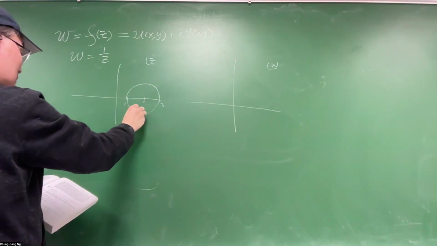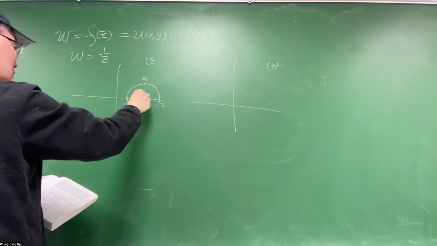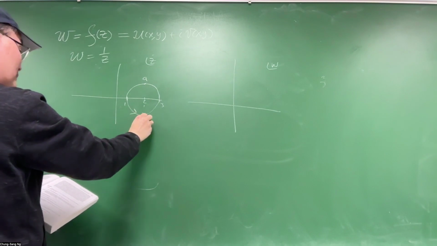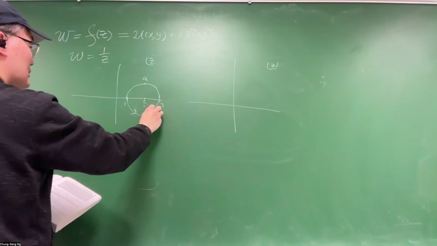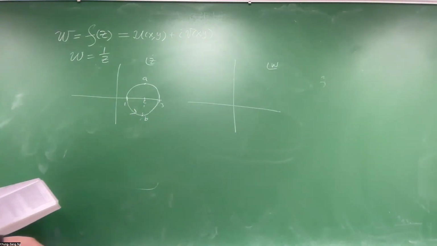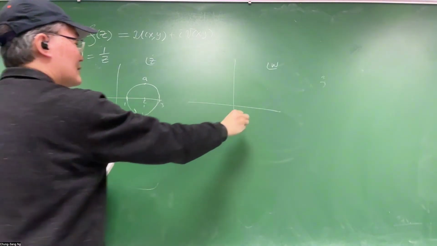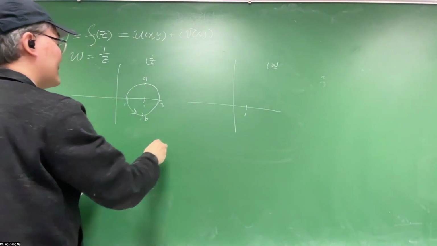Consider this point 1. This is point A, which is 2 plus i. Point B is 2 minus i. Now we want to figure out the corresponding curve on the W plane. Obviously, 1 will map to 1. We already know that.